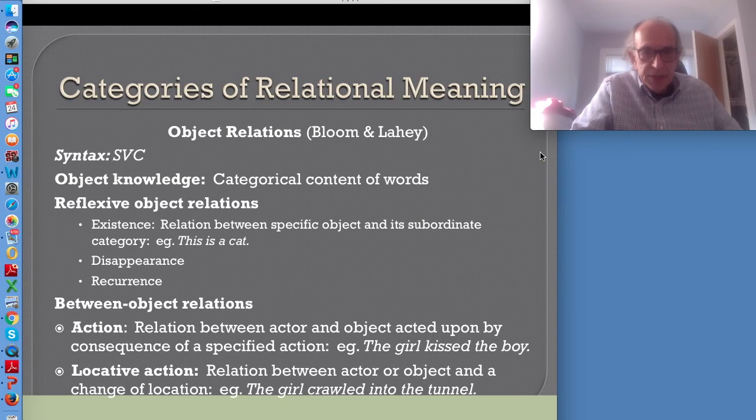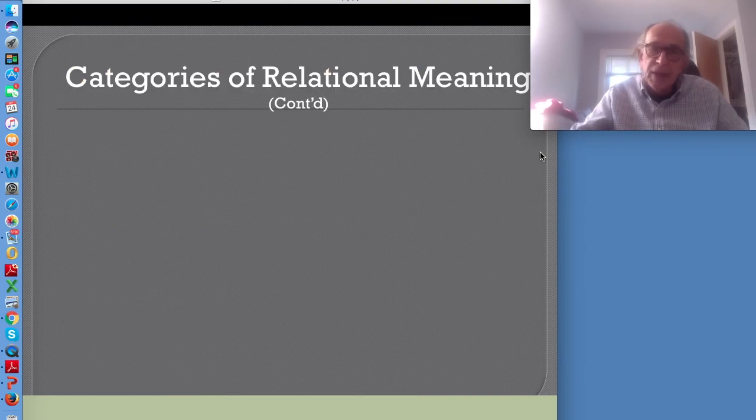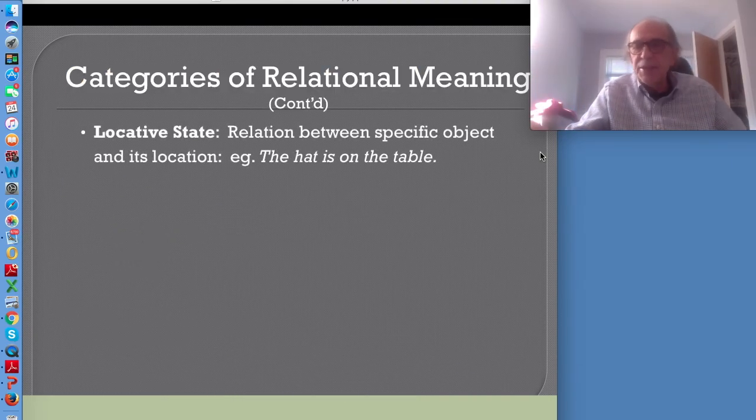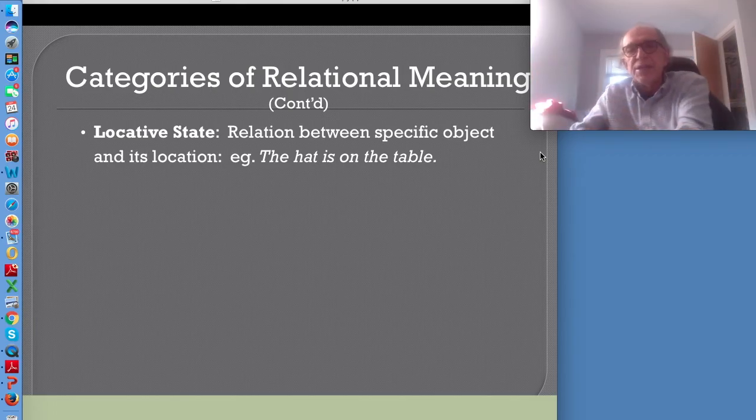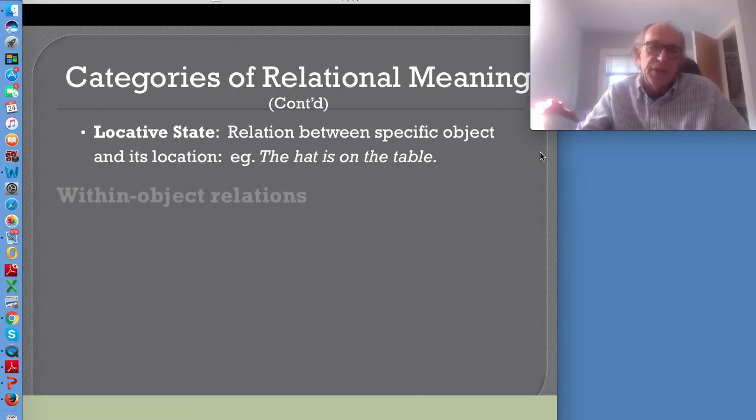Back to this content category, the relationship between an actor and a change in location. Or the hat fell onto the table. Locative action. The cat jumped on the table, locative action. But the hat is on the table, or the cat is on the table, locative state. Developmentally, locative action precedes locative state. In fact, it's always the case that something in which the child is acting upon an action kind of content category, or the name of an object that's being acted upon, is developmentally an earlier achievement than a static event, a static content category.